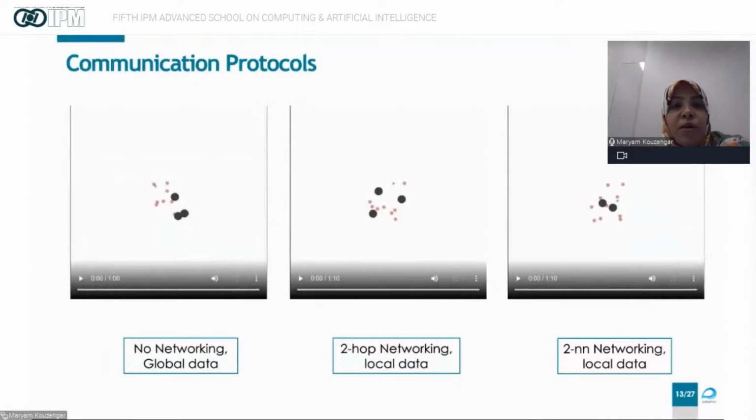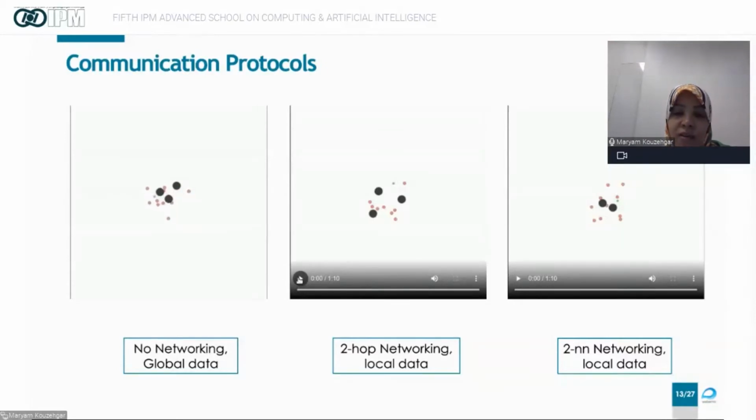To share the results of communication protocols, I have gathered all the three videos in one slide to have a fair comparison among them. In the first video on your left-hand side, you can see the no networking protocol, which is relying on global data. I mean, the location of the target is globally shared between the agents. And this is how the agents are behaving and going to capture the target. This is trained based on multi-agent MADDPG.